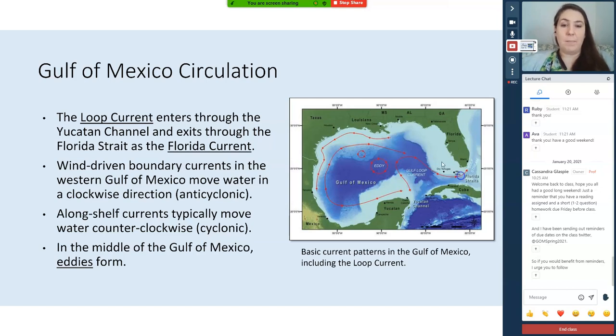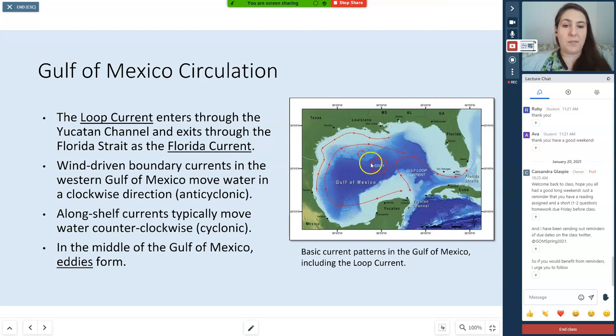You also have boundary currents that are driven by the wind, and these tend to move water in a clockwise direction. So you get this current that moves water along the boundary of the Gulf of Mexico roughly clockwise. And if something is moving clockwise in oceanography, we call it anticyclonic. So that might be a term you remember from Intro to Oceanography. And if not, we'll review it here. And then we have some along shelf currents, like this one right here, that move water counterclockwise or cyclonic.